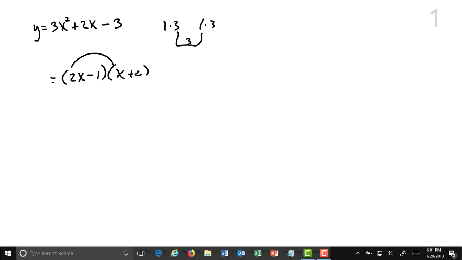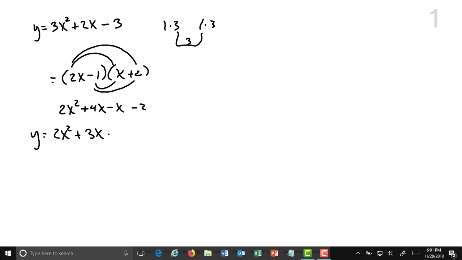So this would be 2x squared, correct? And this would be plus 4x. And this would be minus x. Okay? And this would finally be minus 2, okay? So suppose I have y equals 2x squared plus 3x minus 2, okay? So let's do this one instead of that one up there. And I'm going to complete it 2 ways. One is we know it can be factored because I built it from factors. But the other is complete the square.